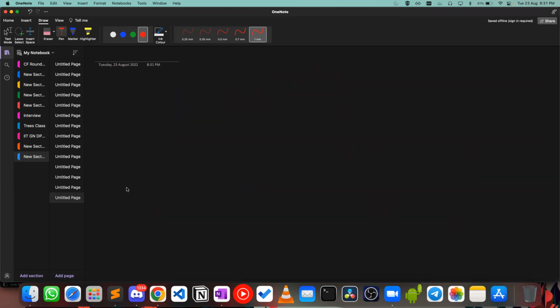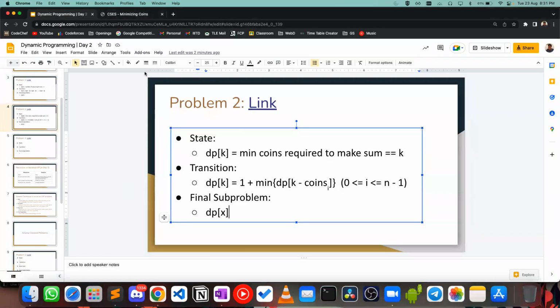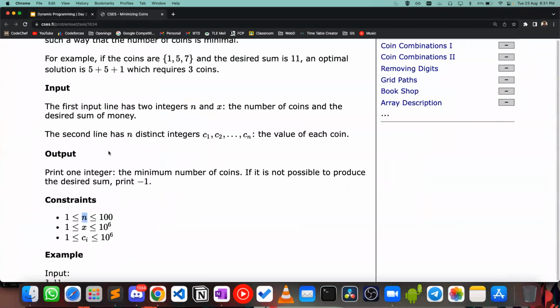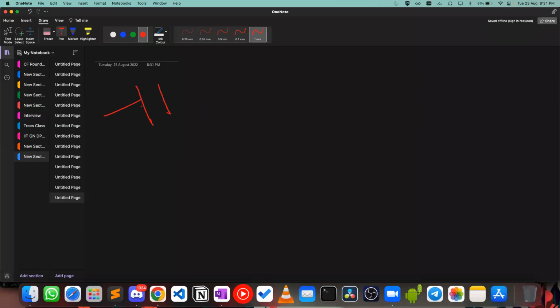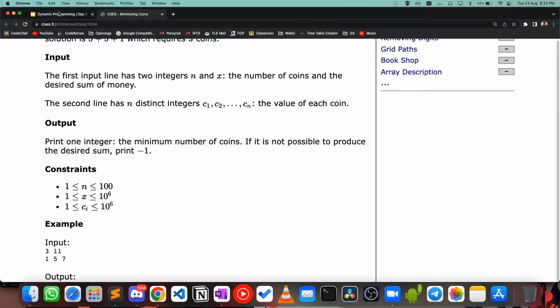So tell me, what are the number of states here? Look at this problem. We are saying that we have this DP state. How many states do you have? Perfect. Somebody has written X states. So the number of states are X. And what is the transition time for calculating just one state? Look at this formula.